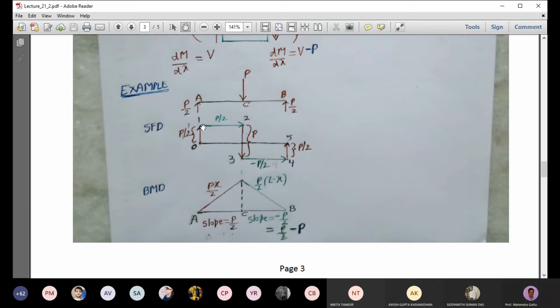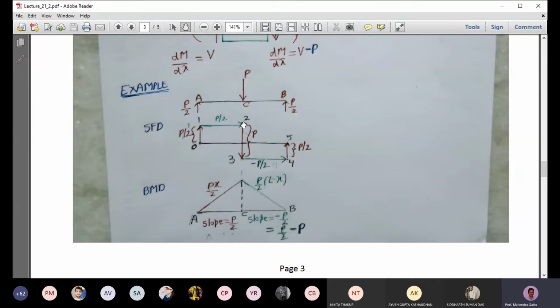And then from A to C, what is the distributed load acting there? There is no distributed load, so Q is 0. That means we have the relationship Q is equal to minus dV by dx, so dV by dx is 0. That means slope is 0, so there is no change in shear force between point A and C. So we'll move from point 1 to point 2 along a horizontal line, and this magnitude is P by 2.